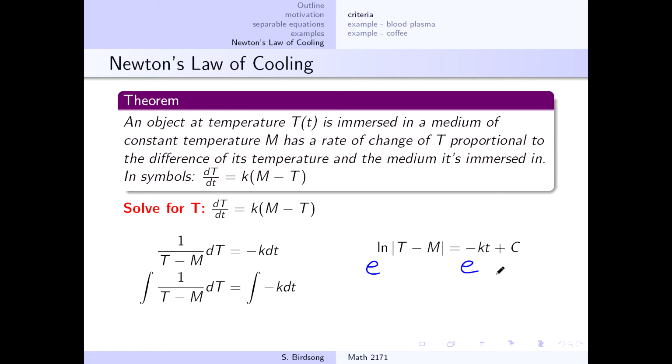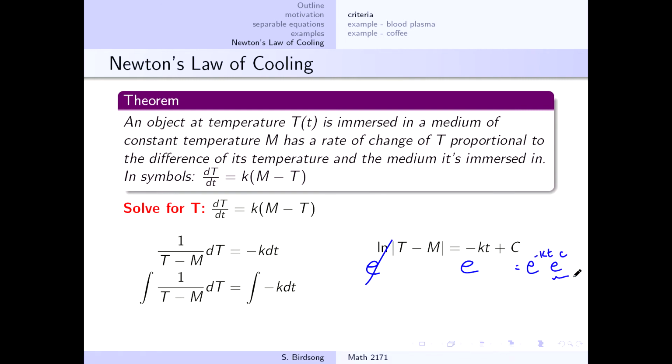So to solve for T, you raise both sides up to the exponent of e. One side cancels, so we'll just get a T minus M on the one side. And over here, you're going to have e raised to the negative kt plus C. And remember, we did this trick before. This plus C is actually what? e raised to the negative kt times e raised to the C.